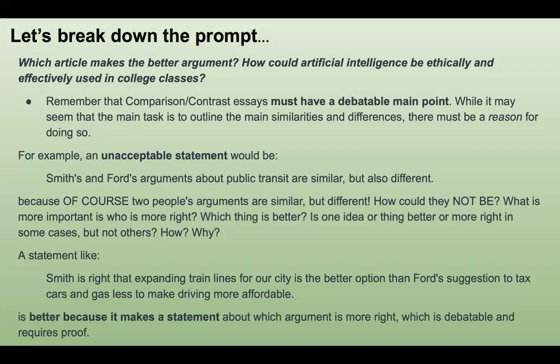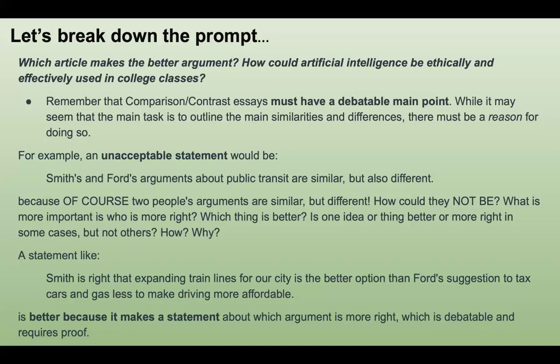So, for example, an unacceptable statement would be: Smith's and Ford's arguments about public transit are similar, but also different, right? Because of course, two people's arguments are similar but different. How could they not be? What is most important is who is more right. Is one idea or one thing better or more right than the other? How and why? So that's how you want to answer that. Not just saying Smith said this, Ford said this. Smith likes this, Ford likes this, okay?